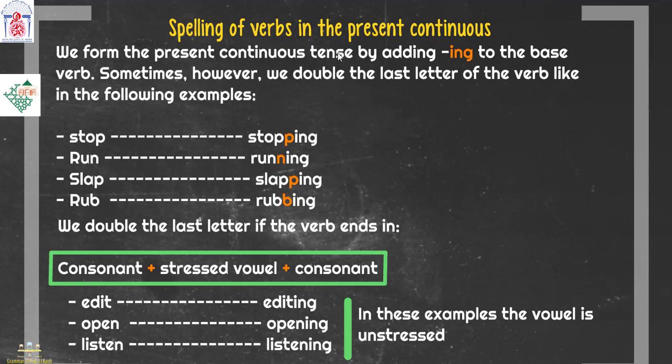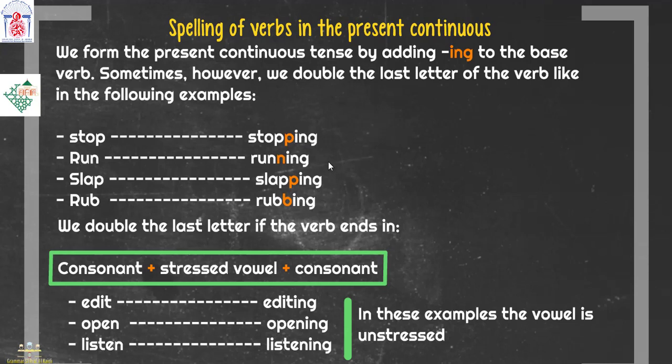Now we come to the spelling of verbs in the present continuous. We form the present continuous tense by adding ing to the base verb. Okay? That's very important. Sometimes, however, we double the last letter of the verb, like in the following examples. For example, you have the verb stop. If you have the verb stop, it should become stopping as you use it in the present continuous. Okay?